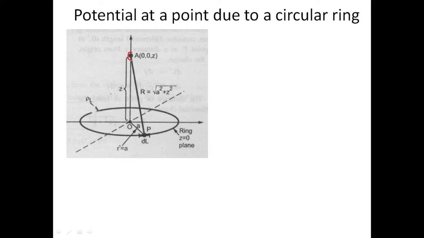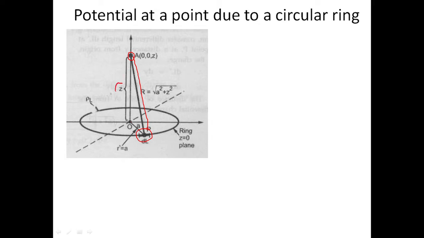what is the potential at this point A. So when we have to obtain the potential at point A, we need to know two things. One is due to this differential length, what is the length between this differential length and the point where we are calculating the potential. And the second thing is, we should know what is the perpendicular distance from the origin or the center of the ring to the point where we are calculating.